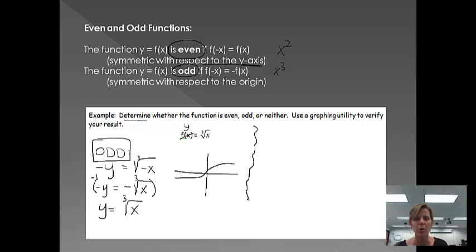Just one quick note on this. Can a function be even and odd? I'll let you think about that. If a function is a function, there is no way that it could be even and odd. It can't be symmetric with respect to the y-axis and the origin. So you should know now more about even and odd functions.